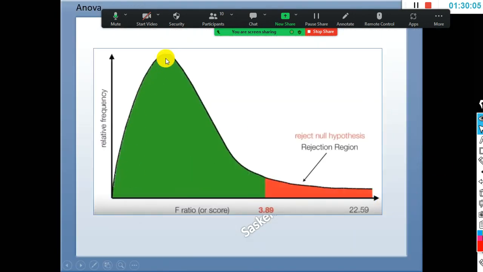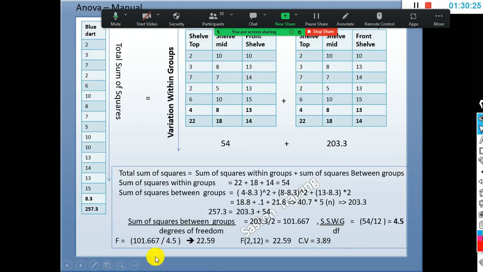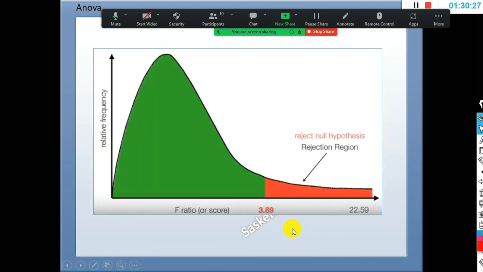The Anova distribution is something like this, okay. It is not normally distributed, it's kind of positively skewed. And this is my critical value, 3.89, obtained by looking at the F distribution table. So here my F statistic value was 22.59. Look here, 22.59. Since 22.59 is greater than 3.89, it is falling in the rejection region.